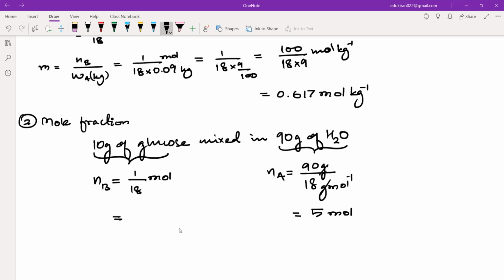1 upon 18, please calculate this. 1 upon 18 will be equal to how much? I think 0 point something. If it were 100, what would it be? If it were 100, it would be 5.555. So for 20, this will be equal to 0.05556. You can write this as 0.056 mole in short. Please see now if this is correct. 0.056 mole.